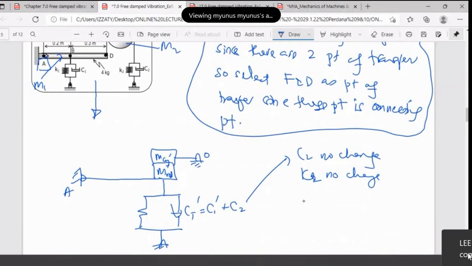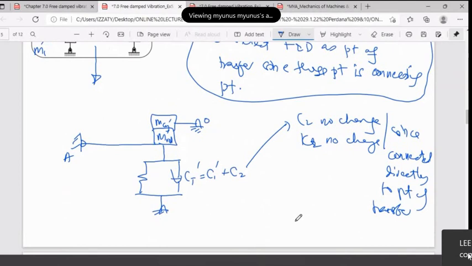Anyone? Connect directly. Correct. Thank you, Lee. Because it's connected directly, direct to point of transfer. So that is the result. That is the reason why C2 and K2 have no change: because it's directly connected to the point of transfer.